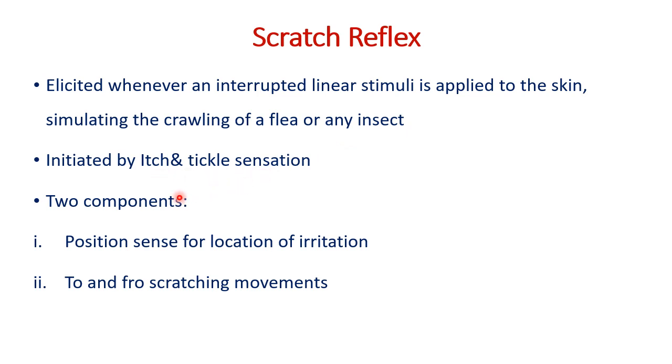So there are two components of this scratch reflex. One is position sense for location of irritation, because it helps to locate exactly where the point of irritation is, where exactly the focus of stimulation is. The second is to and fro scratching movements. Once the position sense, that is the point of irritation, has been located, the hand will cause to and fro scratching movements, that is alternate contraction and relaxation of alternate groups of muscles to cause the reciprocal movements.